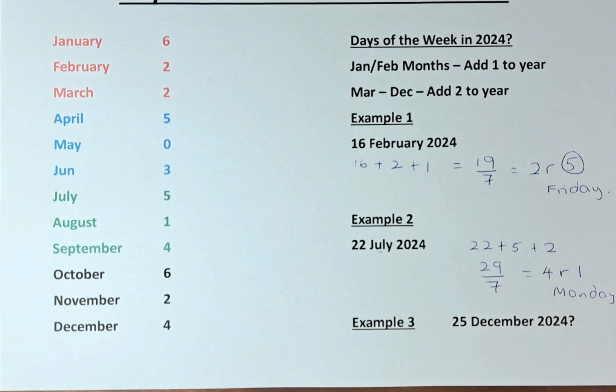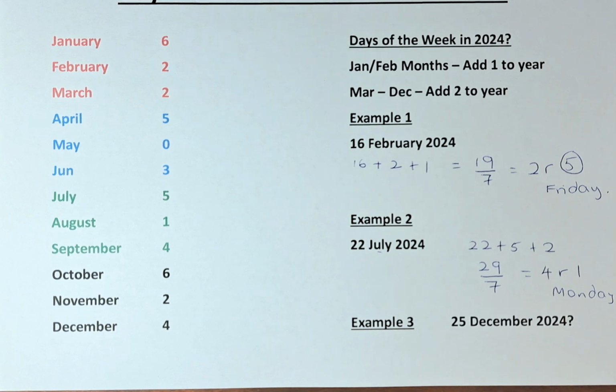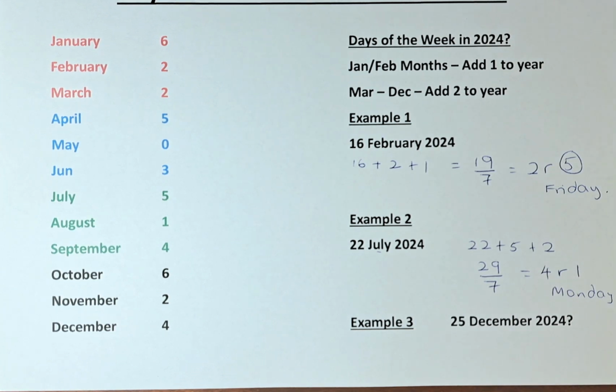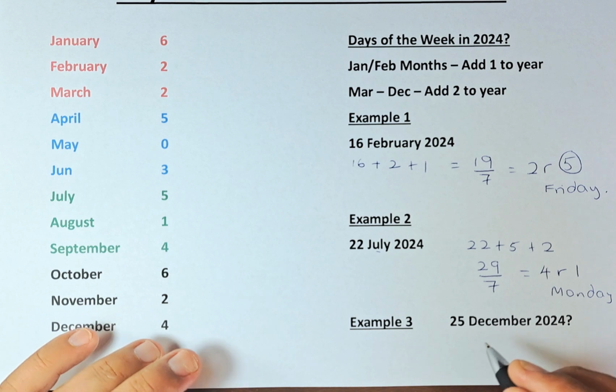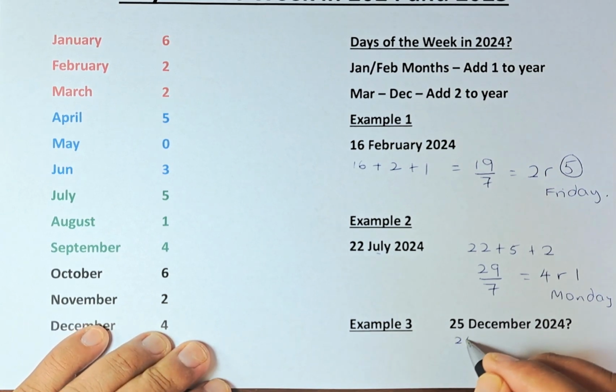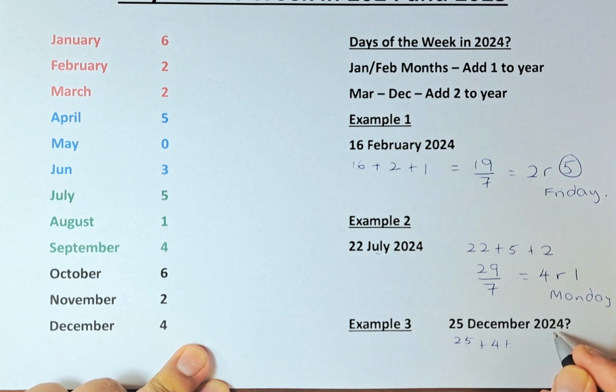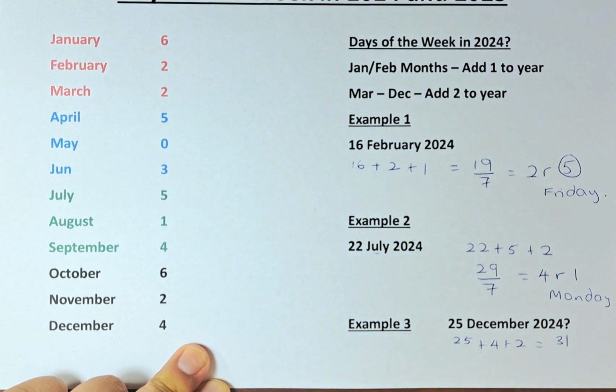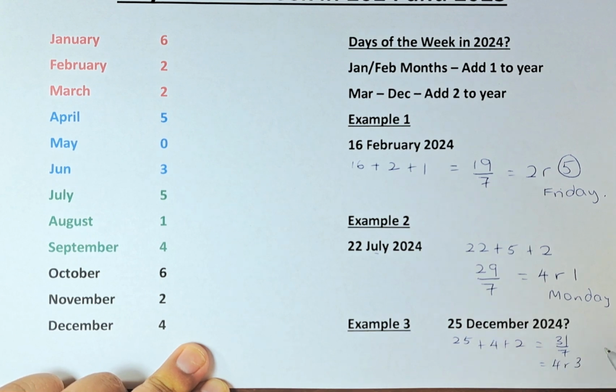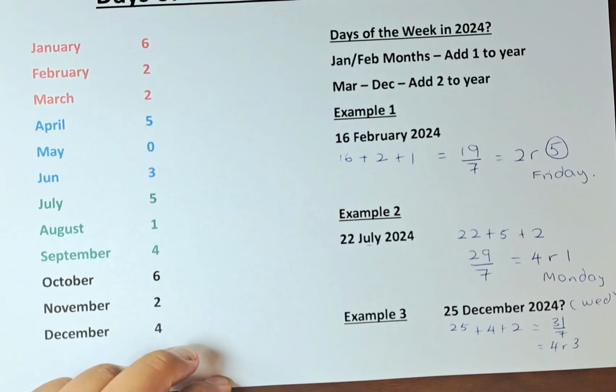I'll give you a few seconds to think about 25th of December 2024. Press the pause button and check the answer. Okay, I'm coming back to the answer now. The 25th is 25. December is 4. And after February, plus 2 for the year. The answer is 31. 31 divided by 7 is 4, 28, remainder 3. So Christmas Day next year is going to be a Wednesday.